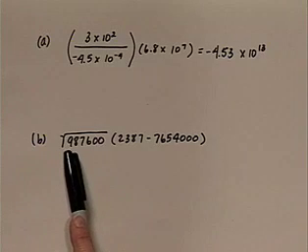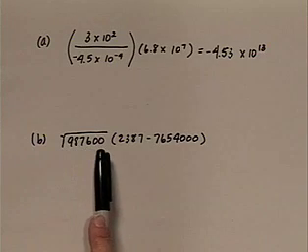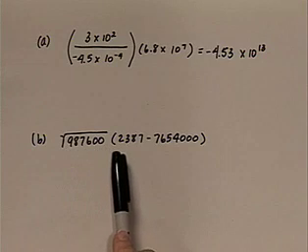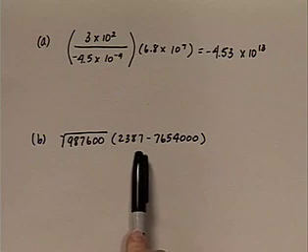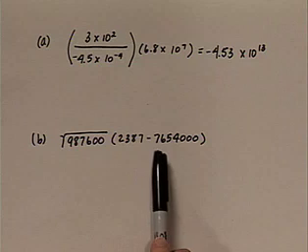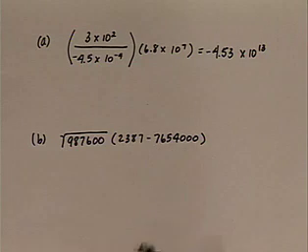Here we see the square root of 987,600. That result times the difference, 2,387 minus 7,654,000. Well, let's put that in as we see it on our calculator.